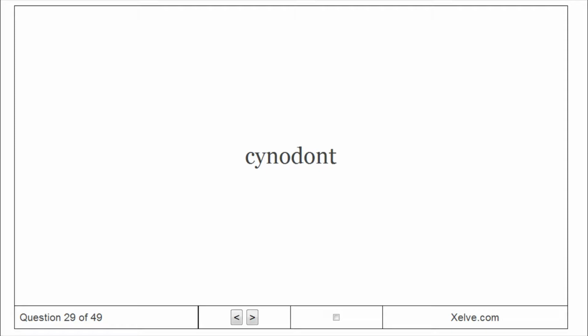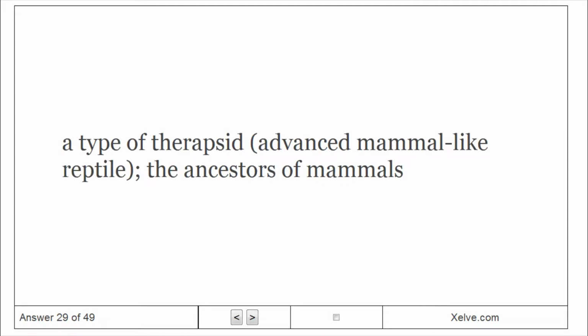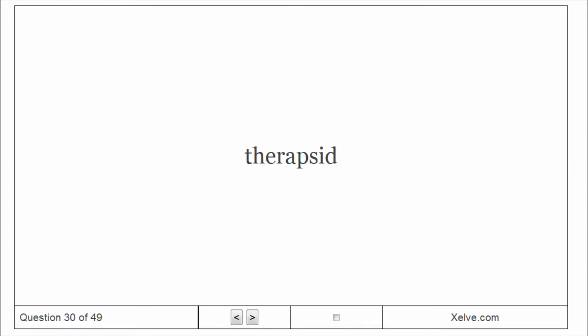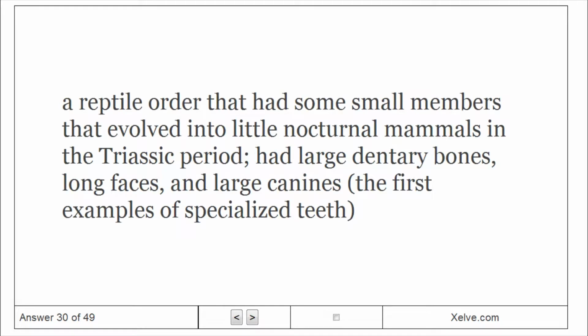Cenozoic. Therapsid. A type of advanced mammal-like reptile, the ancestors of mammals. A reptile order that had some small members that evolved into little nocturnal mammals in the Triassic period, had large dentary bones, long faces, and large canines, the first examples of specialized teeth.